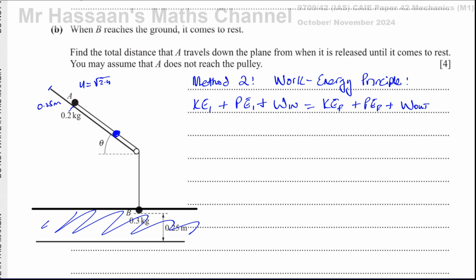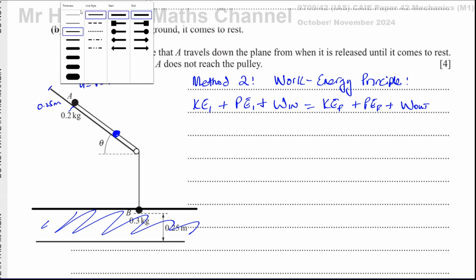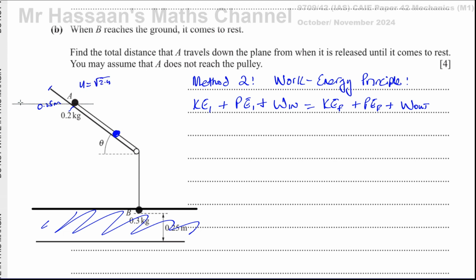Let's call these levels X and Y, just to make it clear. I'm going to call the level where it started X, and the level where it ends level Y. So this is level X, and this is level Y. When it reaches level Y, its speed is going to be equal to 0 meters per second, because it's got to come to rest.